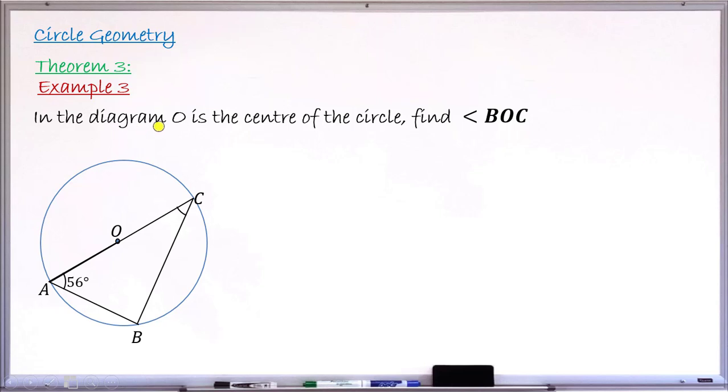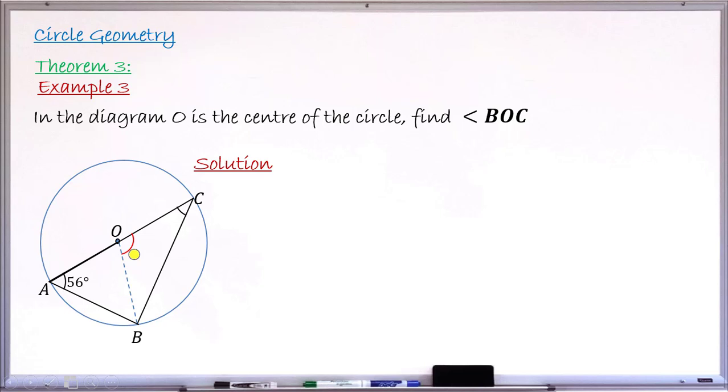Example number 3 says, in the diagram, O is the center of the circle. The question asked is to find the size of the angle BOC. This is the angle BOC. So I have to draw a line from B to O so that I can see that very angle. Solution to this very problem: what you do first is to draw a line from B to O so that you can now have the angle BOC. Let me just draw it. Look at the angle BOC. It is this angle that you need to find. To find it, you check which angles you need together with this 56 degrees, so that in the end you find the marked angle.